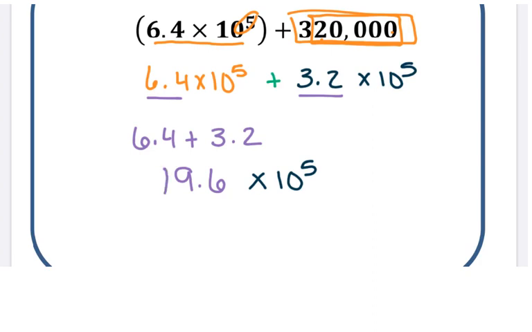So here is your final answer in scientific notation. Make sure you do read directions. Today we're focusing on writing all of our answers in scientific notation. Sometimes the directions may want you to write your final answer in standard form. It's always important to read the directions so you are making sure you're solving it correctly.